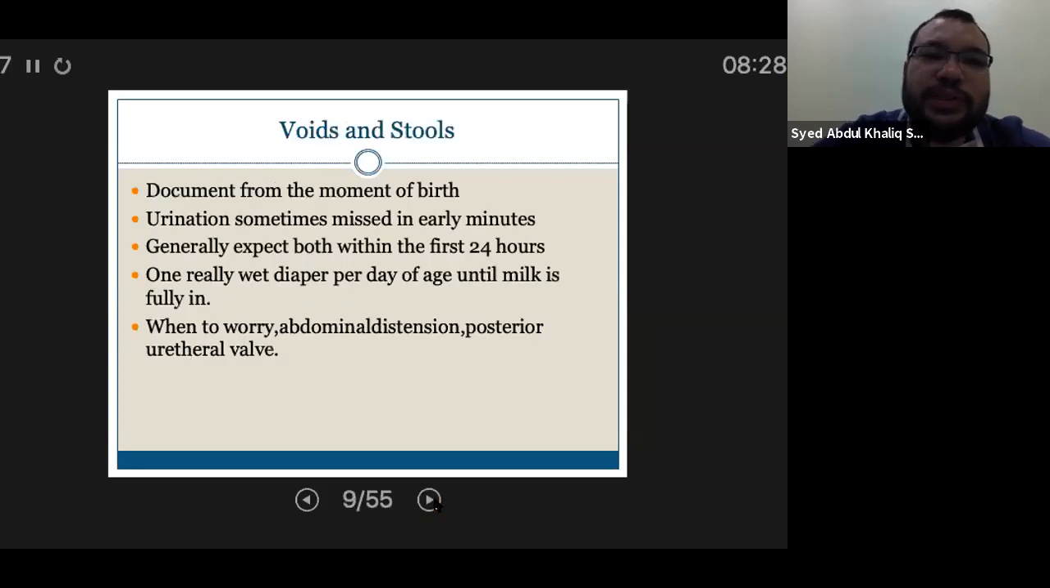And good oxygen saturation as well. We need to document that the baby voids. The baby should pass urine and also open bowels in the first 24 hours of life. We worry especially if the abdomen starts to become distended.